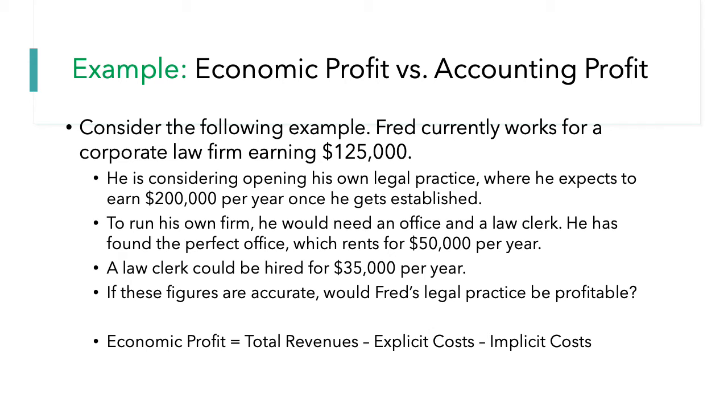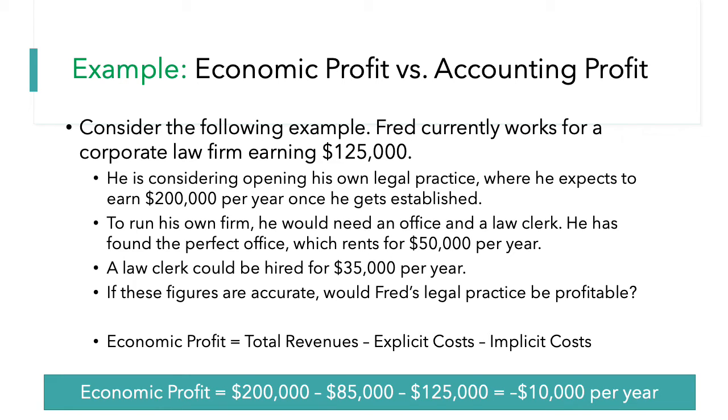What is Fred's economic profit? So we need total revenue, which is what he expects to earn, $200,000. Explicit costs, which is basically his rent and his clerk fee, so $85,000. And his implicit costs are the job that he's going to give up that earned him $125,000 a year. If these numbers are accurate, Fred's legal practice would not be profitable in the sense of economic profit.